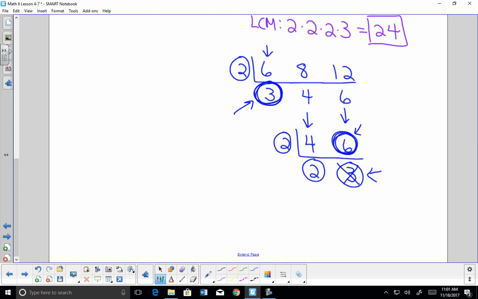We'll talk more about using the division ladder in class, so hopefully it'll make a little bit more sense when we do lots and lots of examples in class.